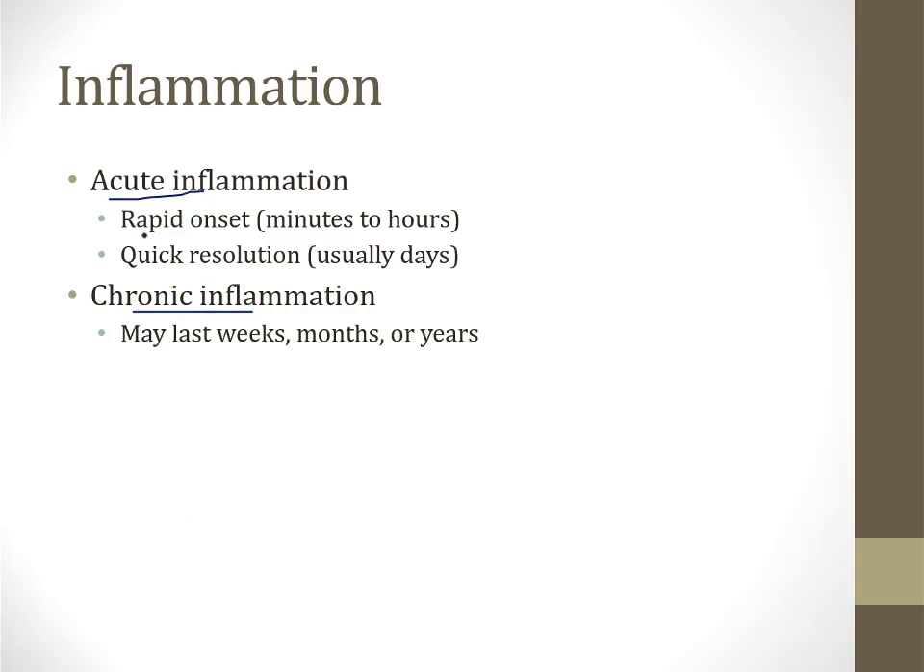Acute inflammation generally has a rapid onset, such as minutes to hours, and resolves quickly, usually within a couple of days. In contrast, chronic inflammation can last weeks, months, or even years. So in this video, we'll talk about some details of what makes up acute inflammation versus chronic, what cells are involved, and how the two processes play out.